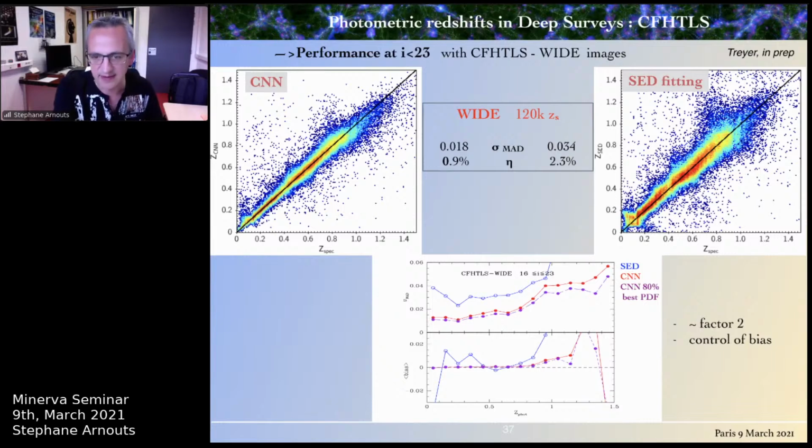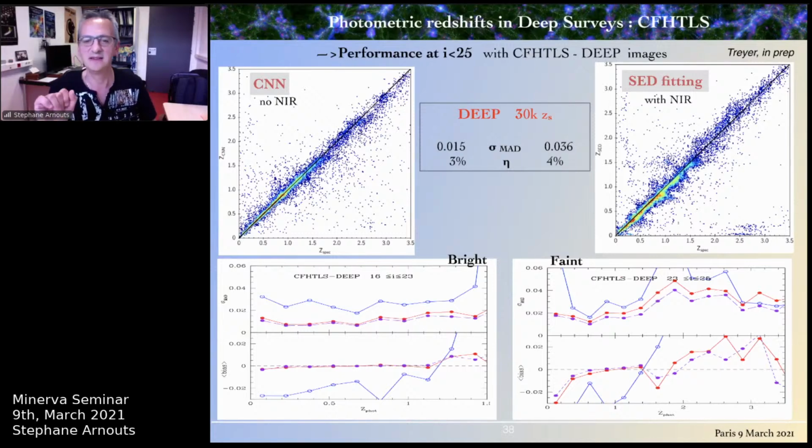You can decompose that on the plot below, where you see the sigma as a function of redshift. You do get something better, at almost 0.015 up to 0.7 in redshift. Then it starts to degrade when you move to higher redshift. And there is almost no bias. The mean delta Z over 1 plus Z, up to redshift 1, shows almost no bias. In blue is the SED fitting behavior, which is clearly above. And in purple is when we select only the CNN results which have the narrowest PDFs. So we reject 20% of the widest PDFs. You see that by playing with that, you can still improve the results slightly.